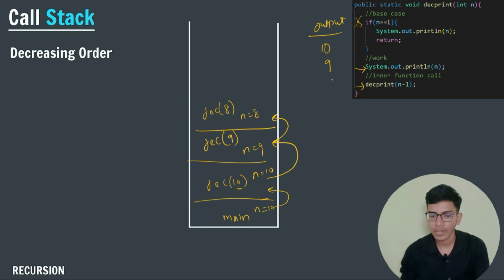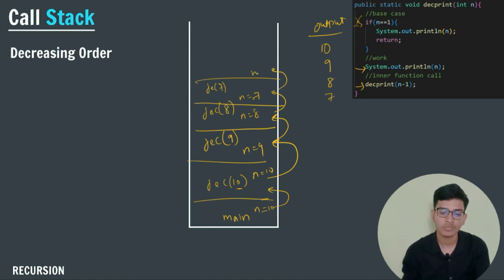Again, print the value of 8 and call for 7. So deck of 7, here n is equal to 7, right? Again n is not equal to 1, print the value of 7. After that here n will become 6 and deck of 6, right? Again not equal to 1, so n will be 5 and deck of 5.